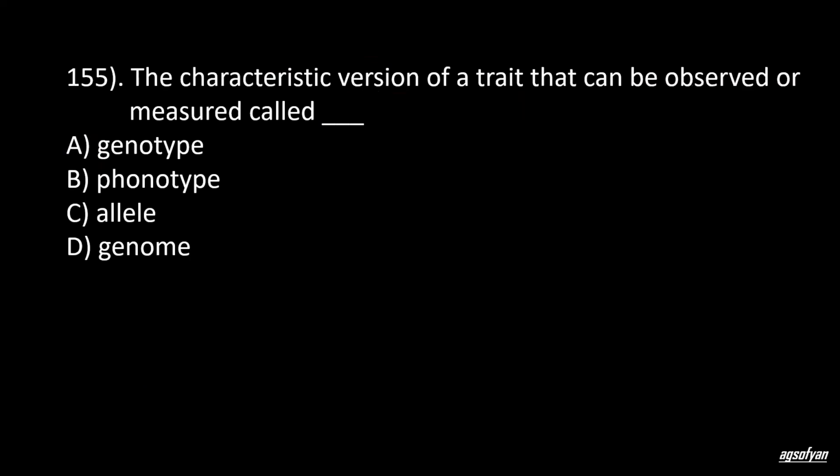The characteristic version of a trait that can be observed and measured. So something that you can observe and measure is called genotype, phenotype, allele, or genome. So the part of the trait or version of the trait that can be observed is called phenotype.